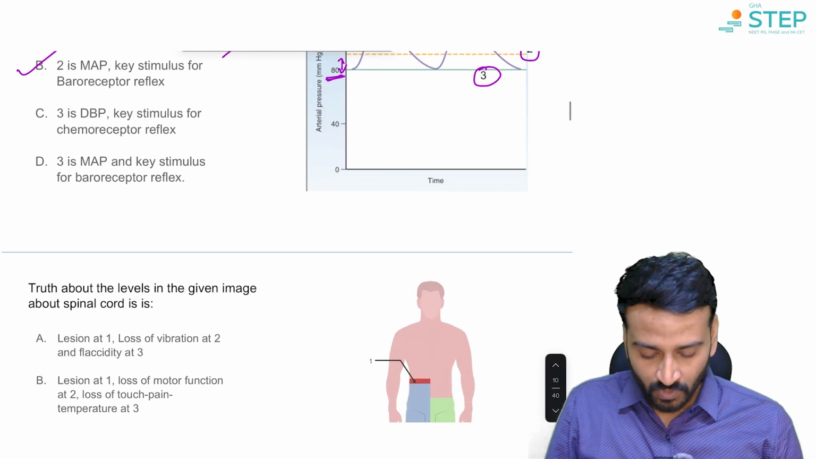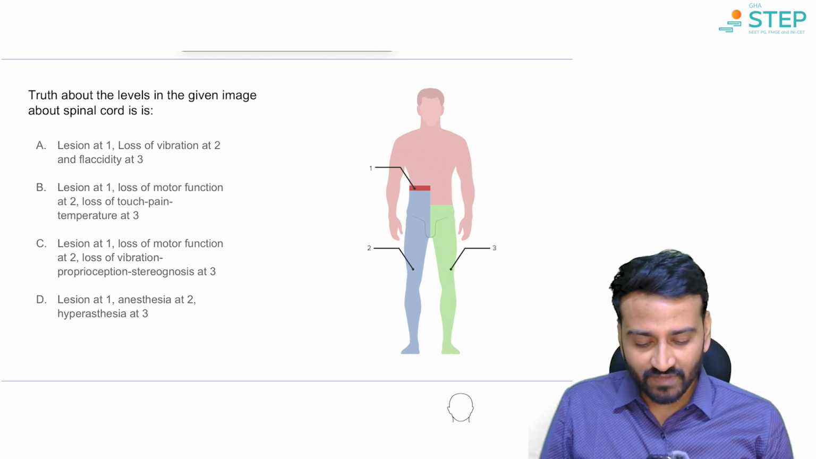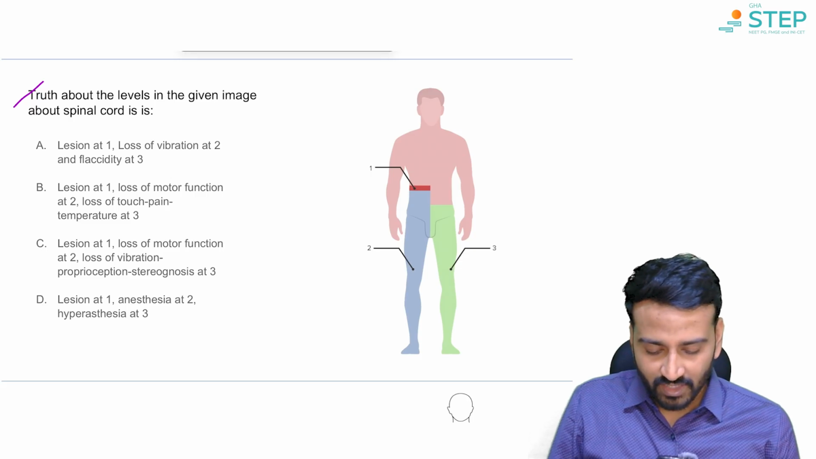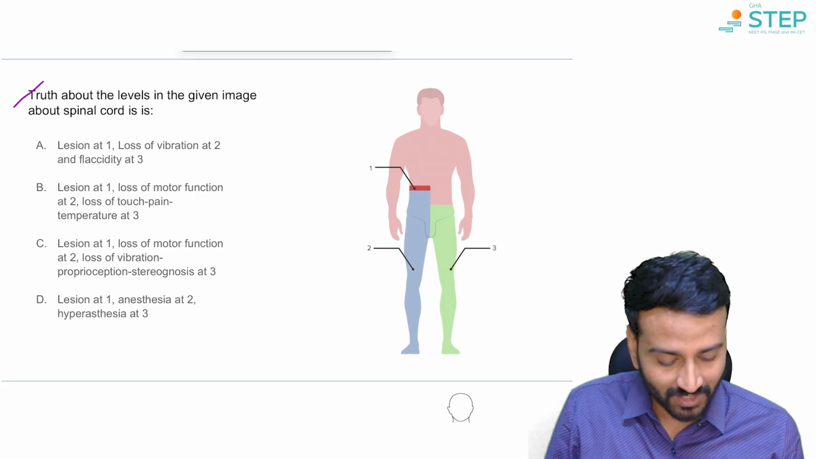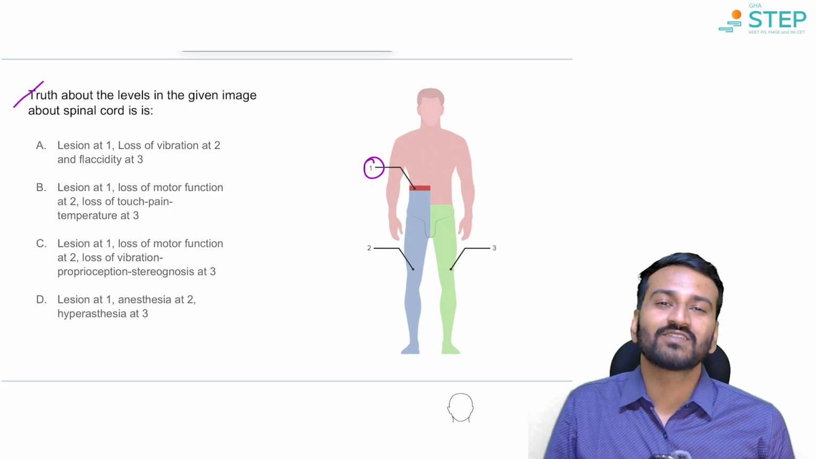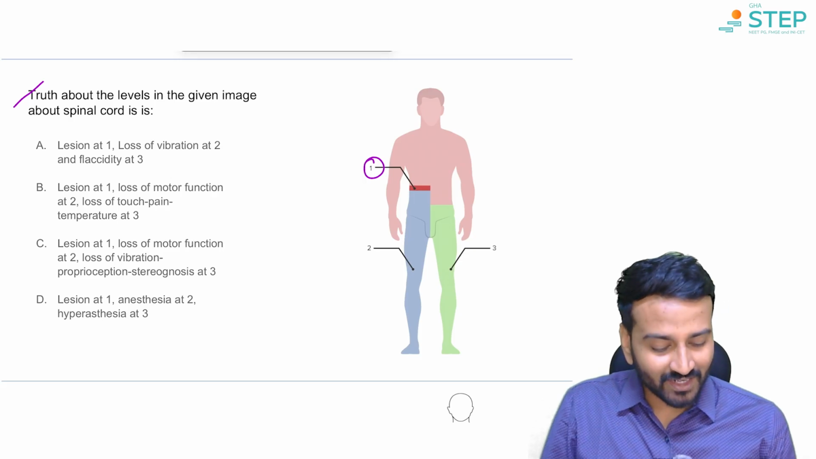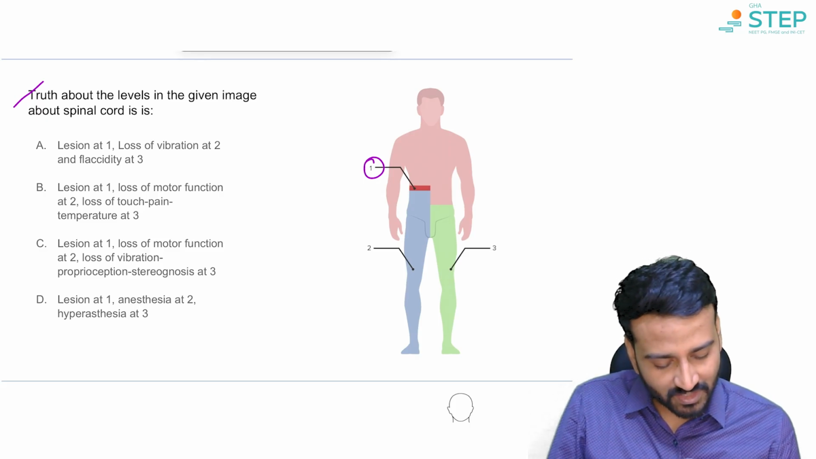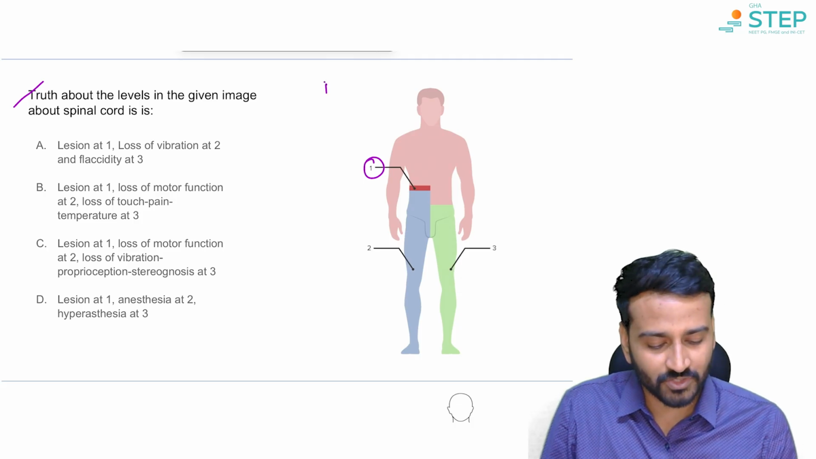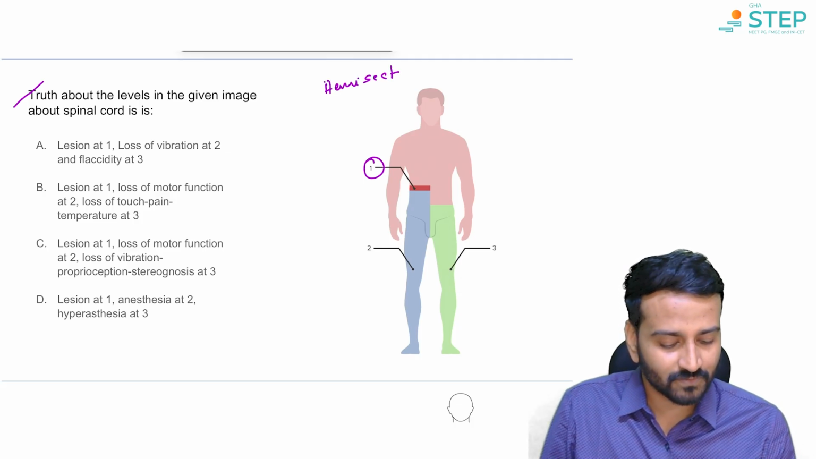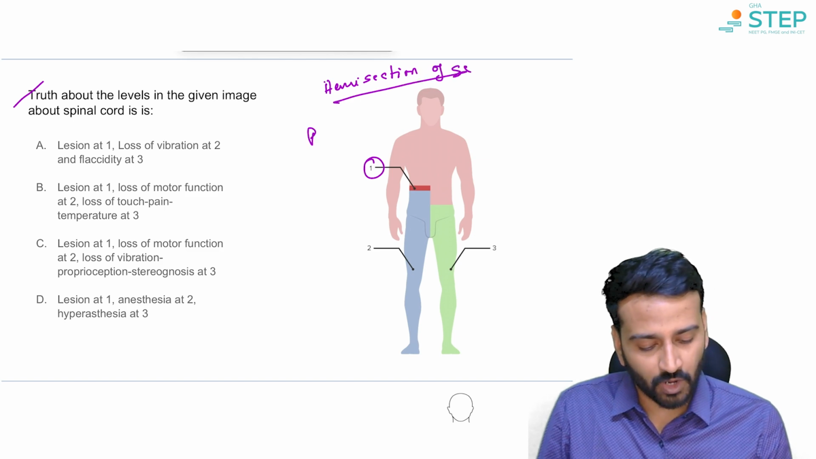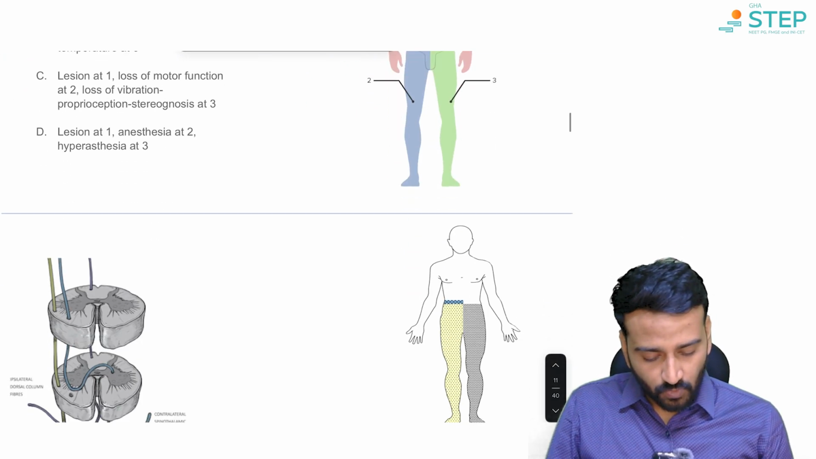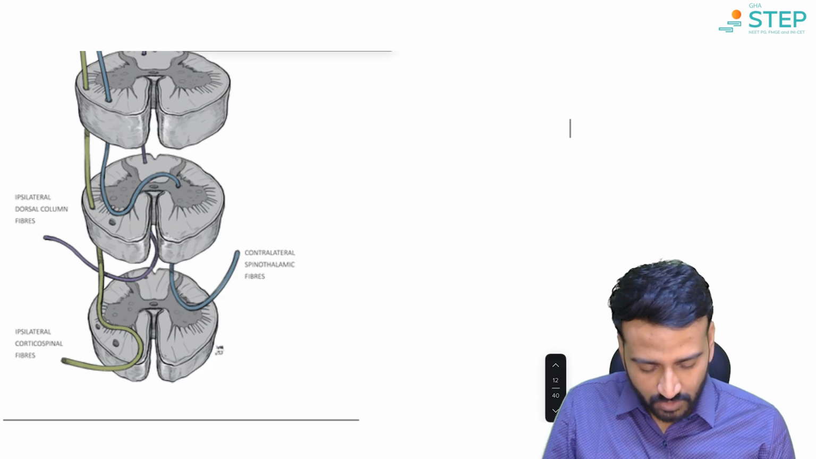That is option 2. Okay, about the levels in the given image of the spinal cord. Okay, the lesion is at 1. Perfect, at level 1. Every option is there. That means we can surely know that the lesion is at 1. Before knowing what this lesion is, we can understand that one half of the body is cut. Usually if something is cut and this type of diagram is given, it is usually hemisection of the spinal cord, that is Brown-Séquard syndrome, right? So let us see what will happen in the spinal cord pathways.